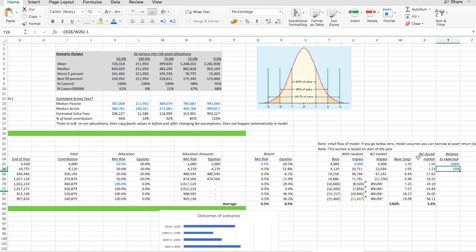So let's see. Here we did 15% better. There we did the same. And then let's copy this down. So this is interesting, right?